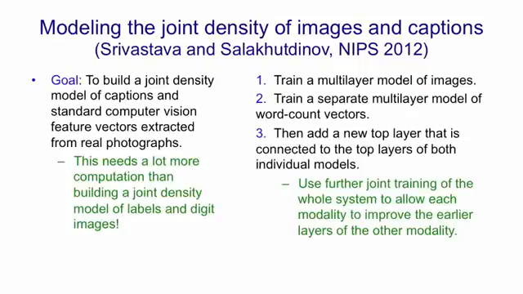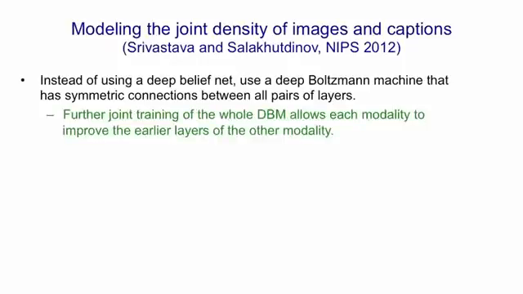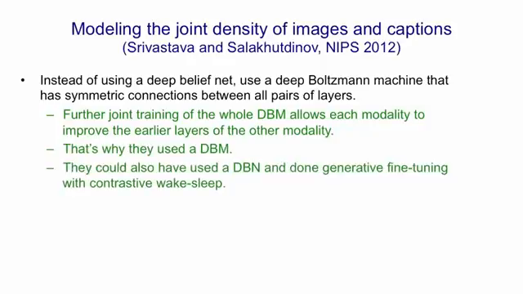of the other modality. Instead of using a deep belief net, which is what you might expect, they used a deep Boltzmann machine, where there's symmetric connections between all pairs of layers. The further joint training of the whole deep Boltzmann machine is then what allows each modality to change the feature detectors in the early layers of the other modality. That's the reason they used a deep Boltzmann machine. They could have also used a deep belief net and done generative fine-tuning with contrastive wake-sleep, but the fine-tuning algorithm for deep Boltzmann machines may well work better.